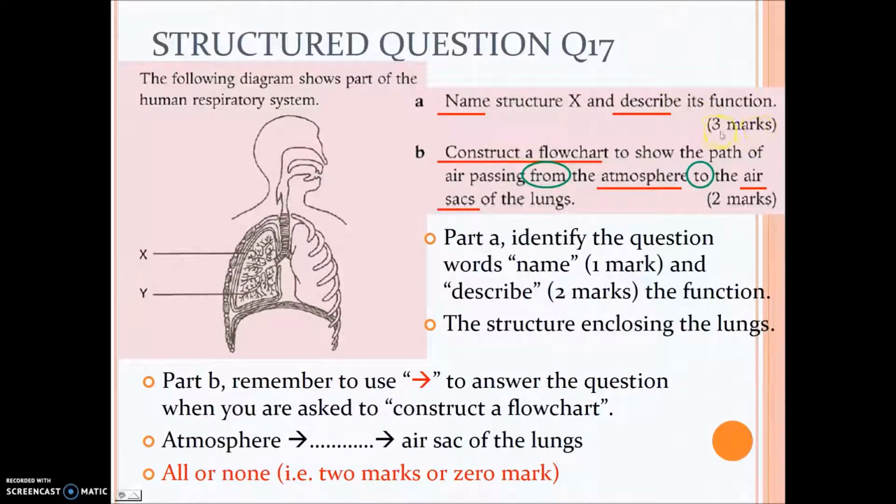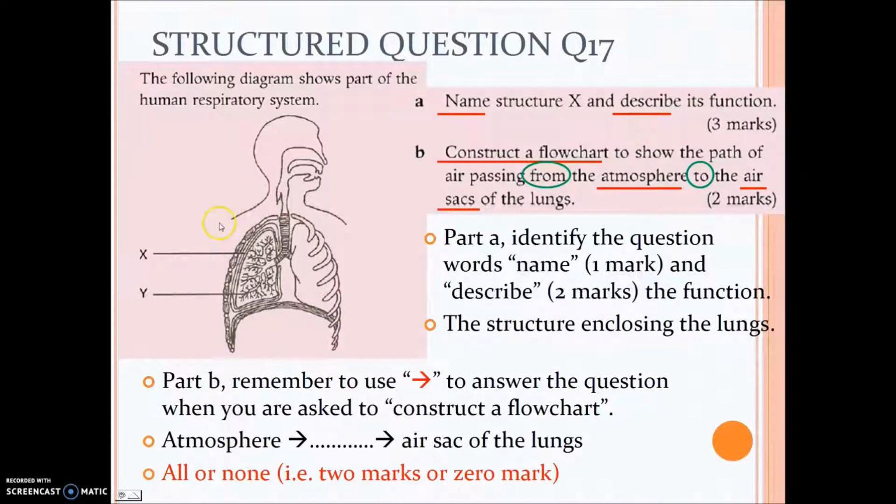The mark allocation is 3 marks: the name is 1 mark and describing the function is 2 marks. The point is that for structure X, if you cannot see it clearly, I will give you a hint: structure X is the structure enclosing the lungs. So you will know what structure X is.